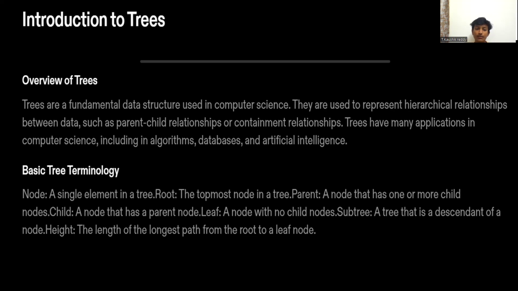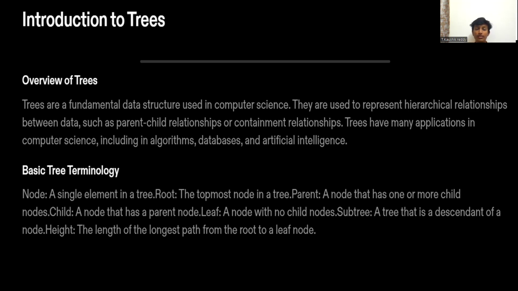Basic tree terminology. Node: a single element in a tree. Root: the topmost node in a tree. Parent: a node that has one or more child nodes. Child: a node that has a parent node. Leaf: a node with no child nodes. Subtree: a tree that is a descendant of a node. Height: the length of the longest path from the root to a leaf node.